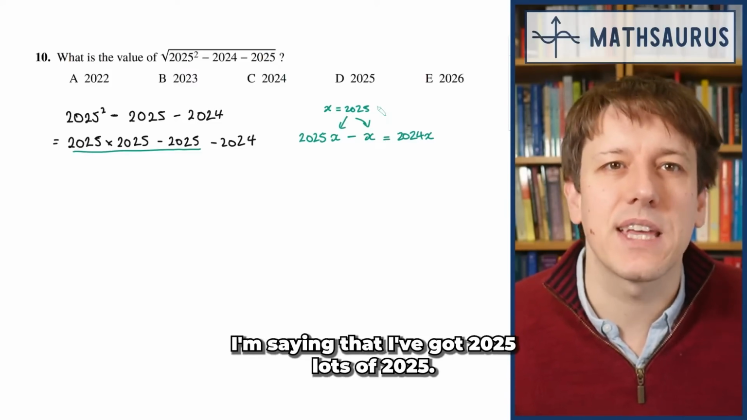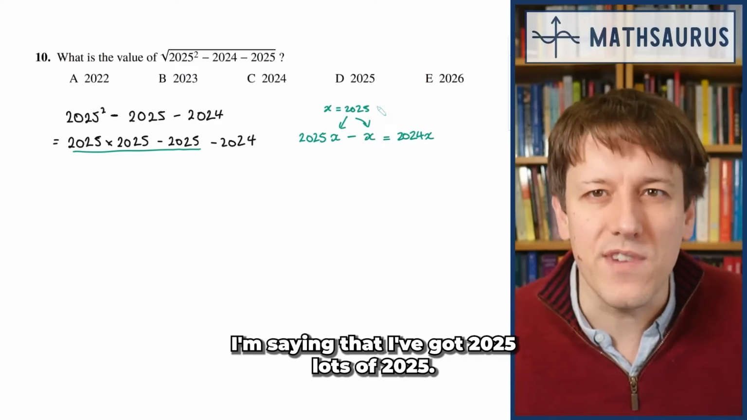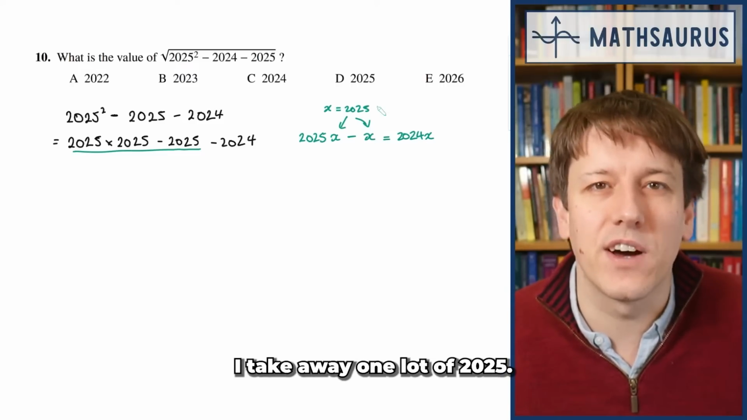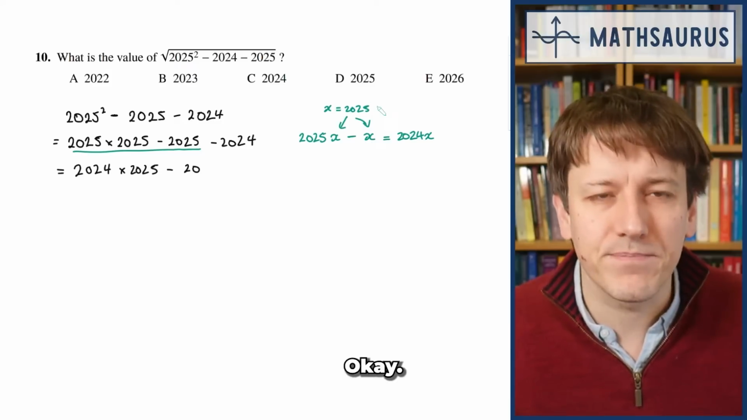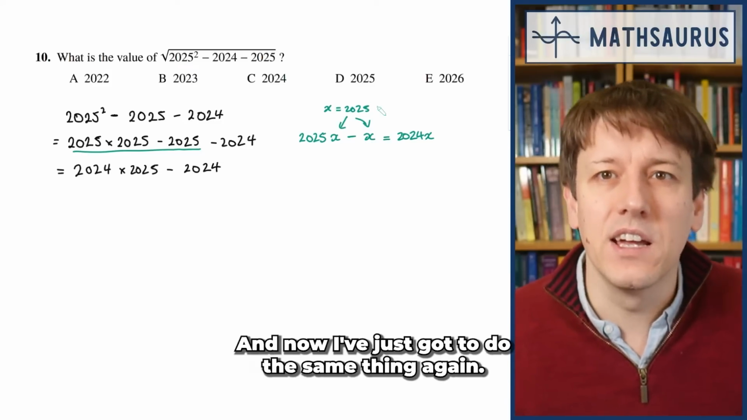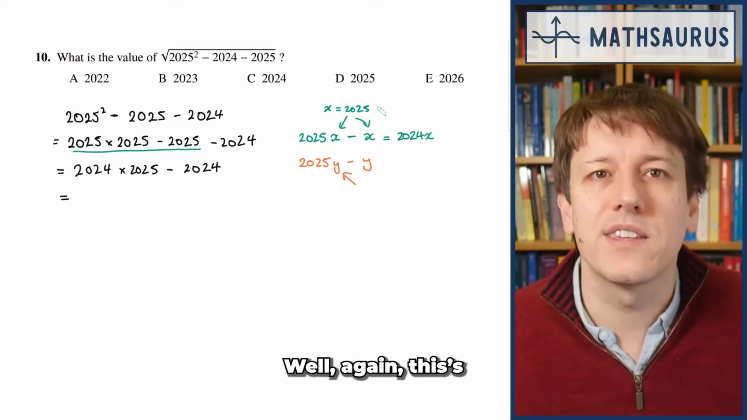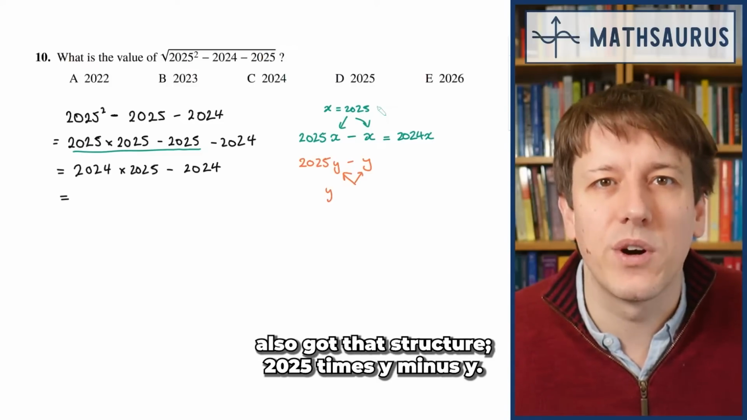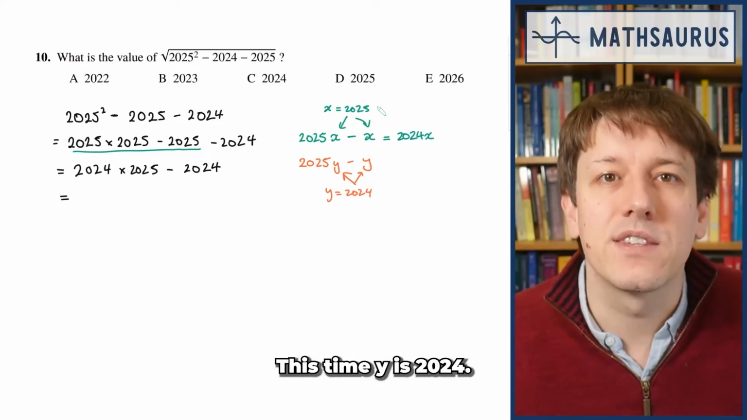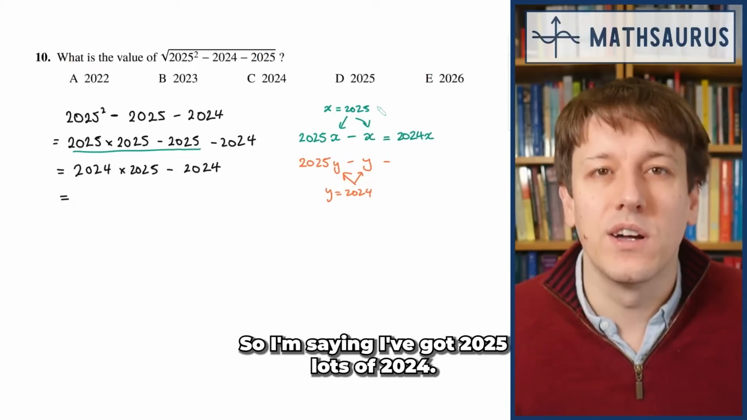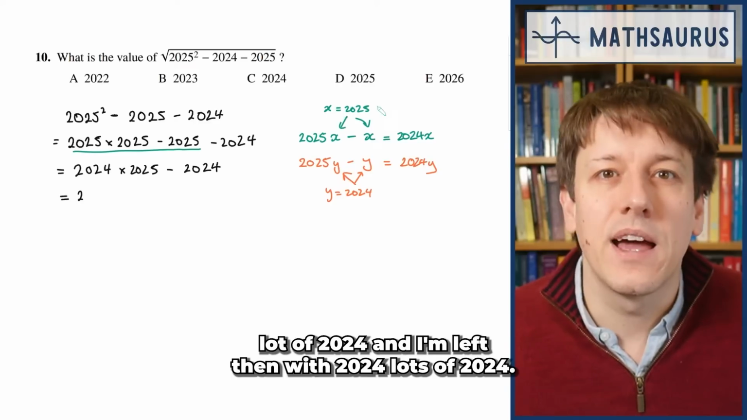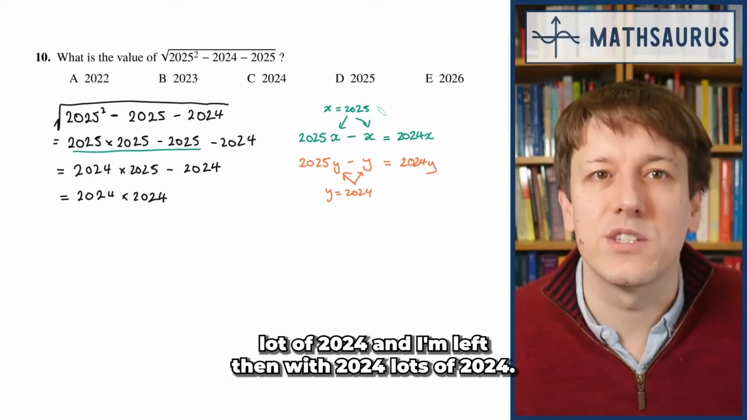So what am I saying here? I'm saying that I've got 2025 lots of 2025, I take away one lot of 2025, and so I end up with 2024 lots of 2025, okay? And now I've just got to do the same thing again. I subtract the 2024. Well, again, this has also got that structure, 2025 times y minus y. This time y is 2024. So I'm saying I've got 2025 lots of 2024. I subtract one lot of 2024, and I'm left then with 2024 lots of 2024.